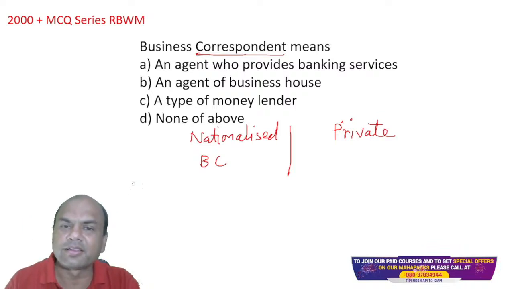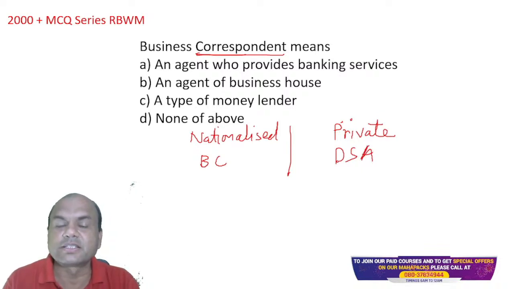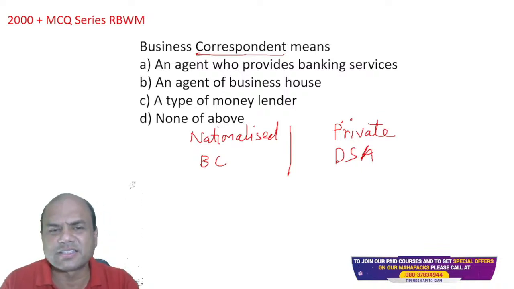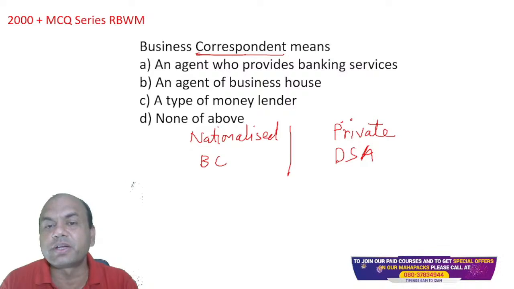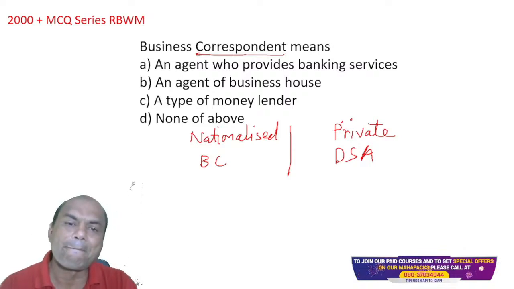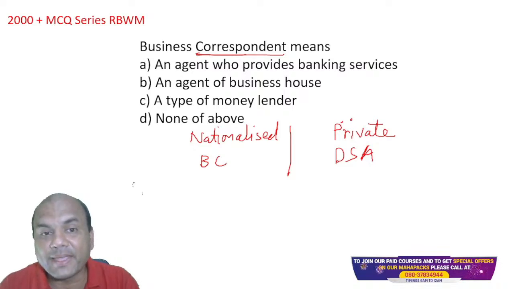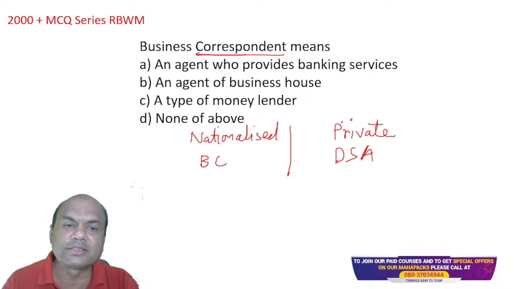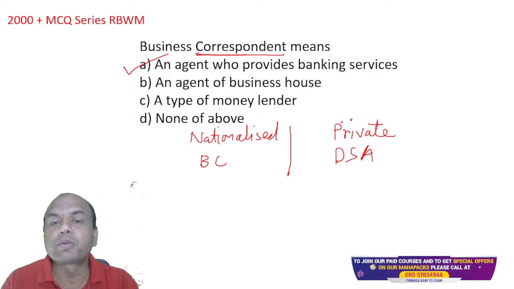Right? DSA, right? Direct sales agents, selling agents, sales agents. BC is business correspondent. So what does business correspondent mean? An agent who provides banking service, an agent of the business house, a type of money lender, or none of the above. So who is this? Yes, it is A, obviously. An agent who provides banking service.